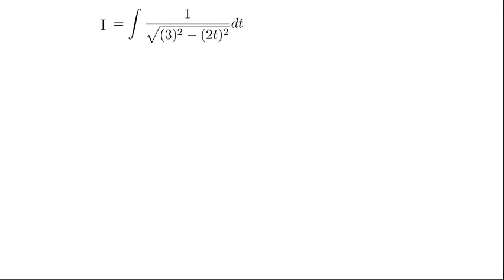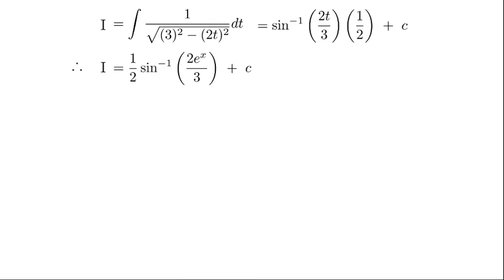And that is written as integration of 1 upon root of, 9 is written as 3 square, and 4t square is written as 2t the whole square. So that is sin inverse of 2t by 3 into 1 by 2, 1 by 2 because of the coefficient of x, or rather t. So it becomes 1 by 2 sin inverse of 2 e raised to x upon 3 plus c. That is, we have replaced the value of t by its original variable function, that is e raised to x.